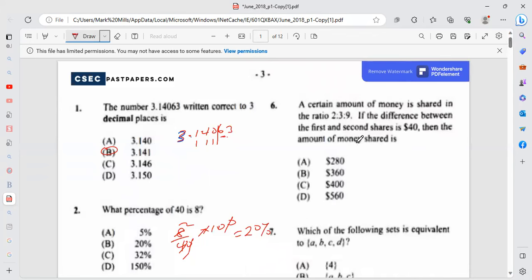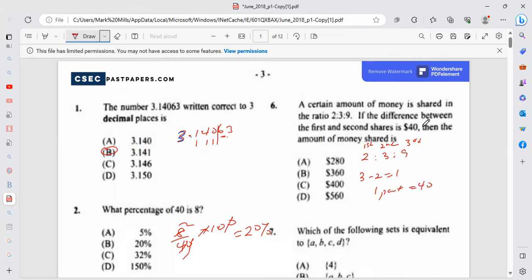Number 6. Number 6, they say a certain amount of money is shared in the ratio 2 to 3 to 9. The difference between the first and the second is 40. This is the first one, this is the second, and this is the third. They are talking about the difference between the first and the second. So it would have been 3 minus 2, which give me 1. So 1 part will give you the 40.